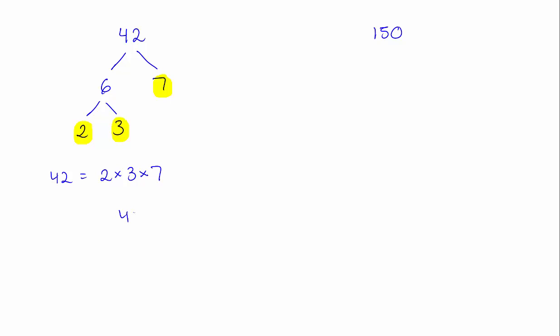We just take those prime factors that are at the bottom of our branches. If I went my other option that I said, which was 2 times 21, the 21 would have been 3 times 7. And again, you have 2 times 3 times 7. It's the same.